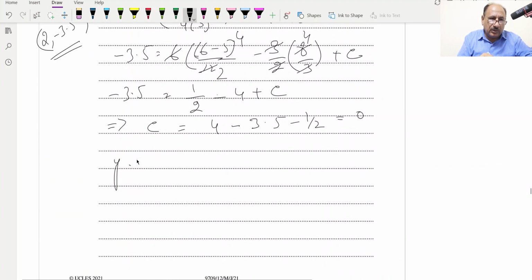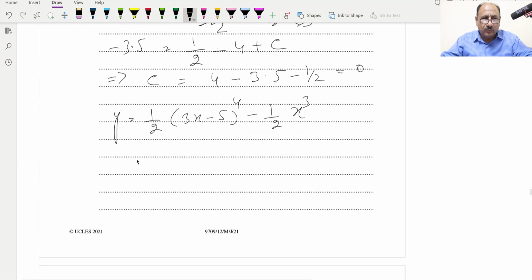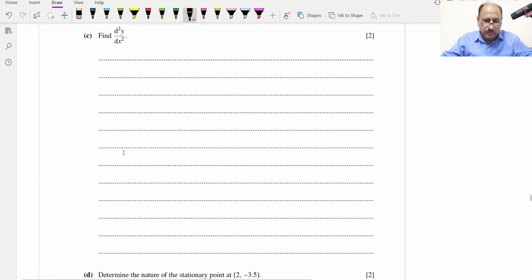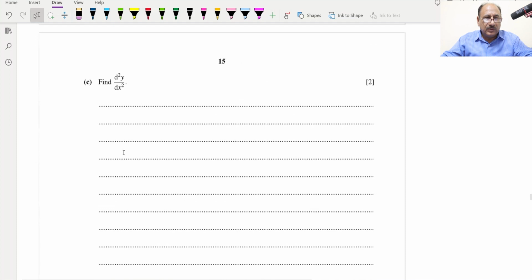Our equation will become y is equal to 1 by 2 into 3x minus 5 raised to 4 minus 1 by 2 x cubed. So we can write x cubed like this. So this will be the final answer for this part. Hopefully you understood, this will be the final answer. Now we can move to the next part, which is the c part.